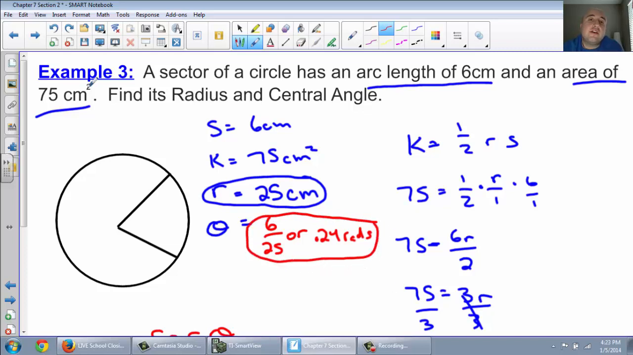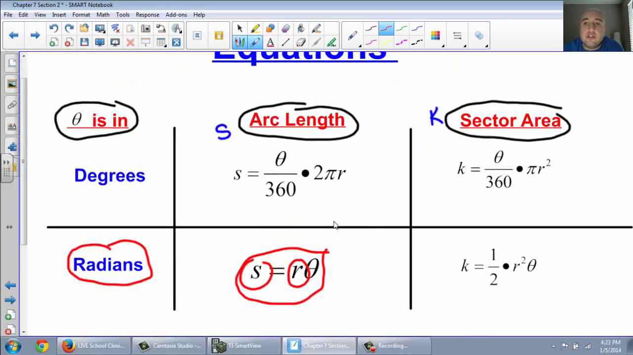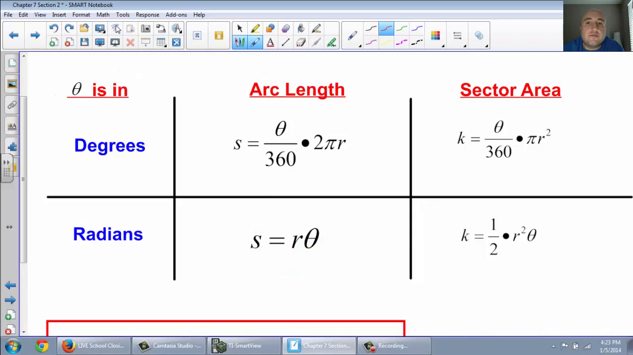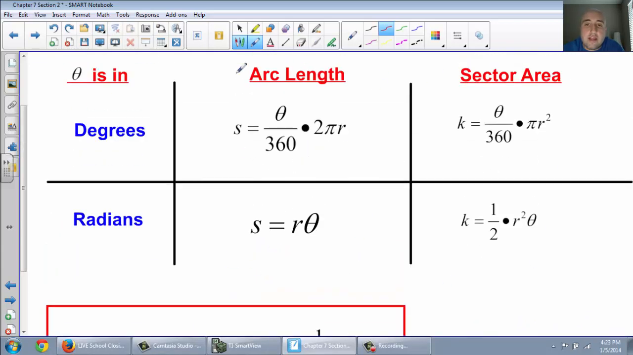Okay, so that's the section for sector area and arc length. Pretty easy, as long as you know these 4 formulas. Okay, so you definitely need to know these 4 formulas, and the one on the bottom can go for any of these.